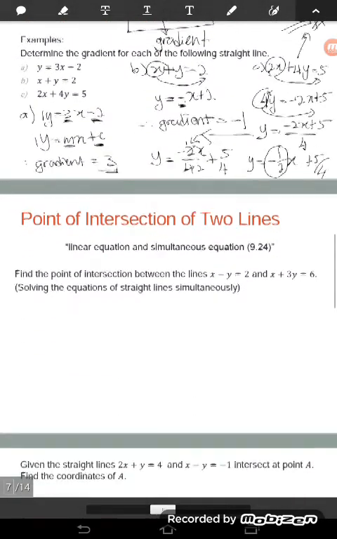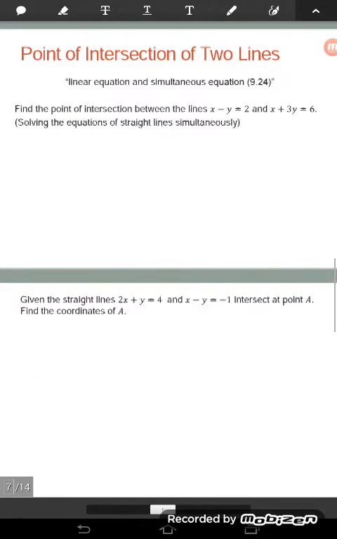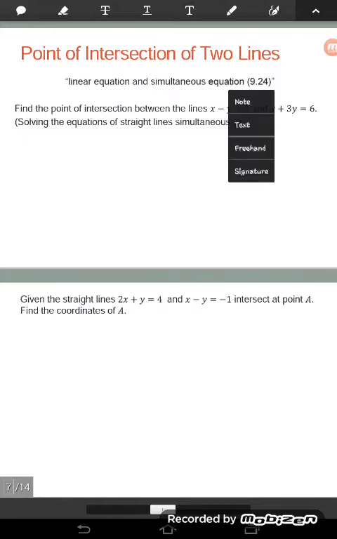Next. Okay, so point of intersection of two lines. Okay, so this one, to find the point of intersection between two lines, so we need to solve the equation of the straight line simultaneously. Okay, so kira macam persamaan serentak. Okay, so dalam video saya kat YouTube tu pun ada. So I explain about the linear equation and simultaneous equation. Okay, so ada menerangkan mengenai simultaneous equation. Okay, so pada minit 9:24. Okay, so nanti korang boleh tengok lah siapa yang nak tengok. So kalau yang tak nak tengok, dekat sini ni pun saya ada bagi contoh lah.